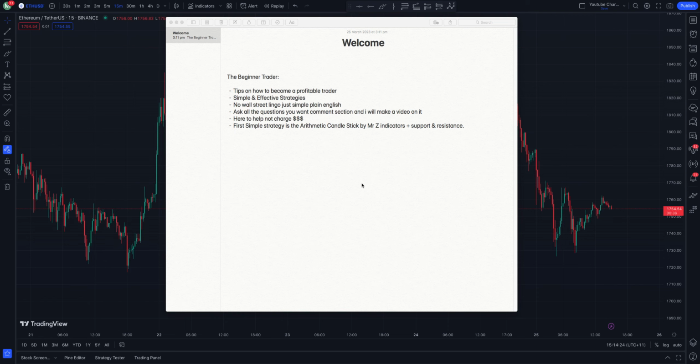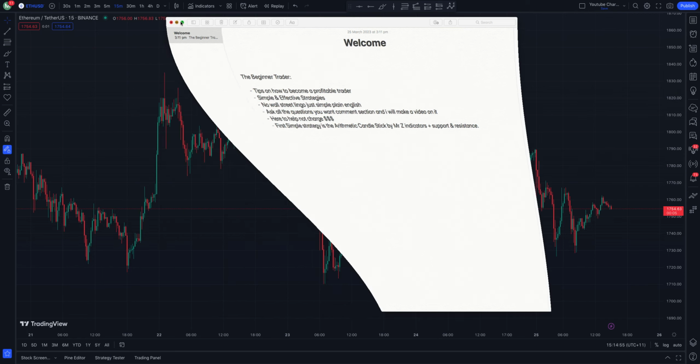So right now, I'm going to show you guys a simple strategy using the Arithmetic Candlesticks by Mr. Z indicators, attaching that to a basic support and resistance. I'm just going to jump straight into it, guys. I'm going to try to do this as quick as I can. Rewatch the video as many times as you guys like. It's going to be short form content. I'm going to try to keep it within, let's just say, 10 to 15 minutes max.